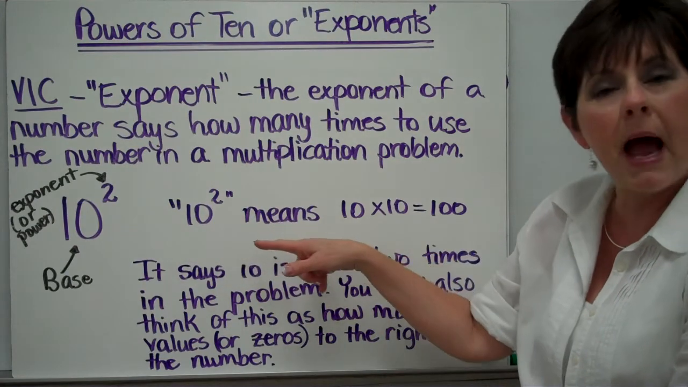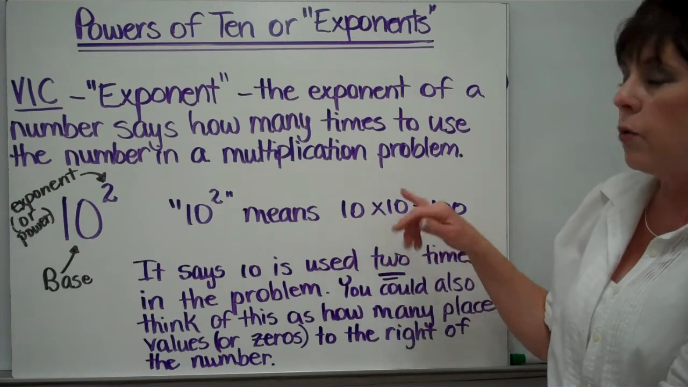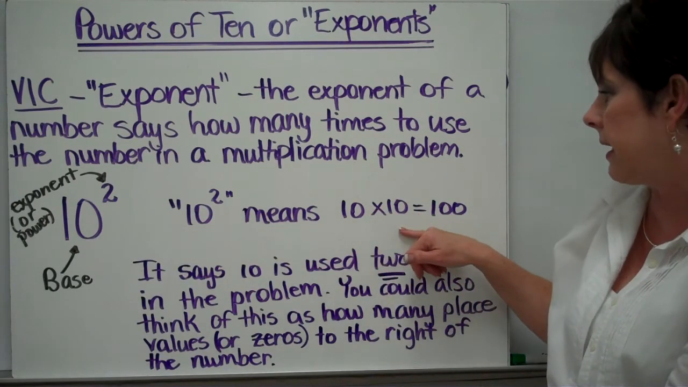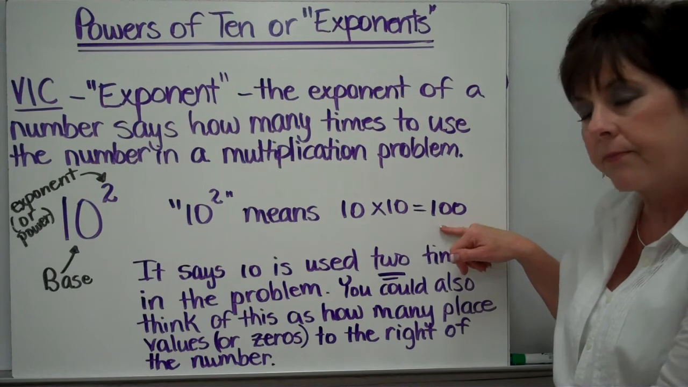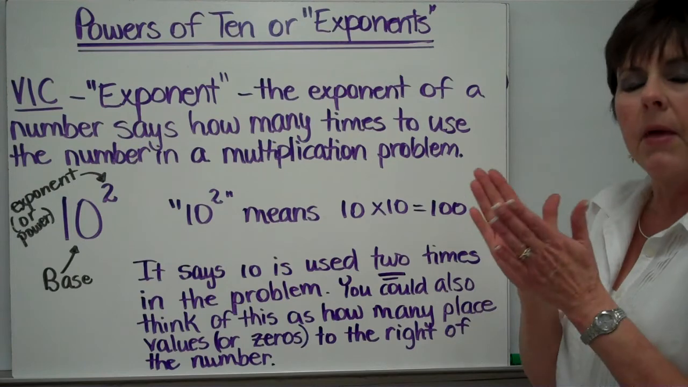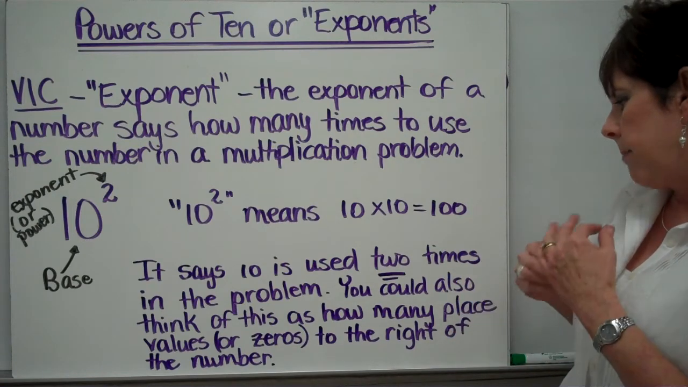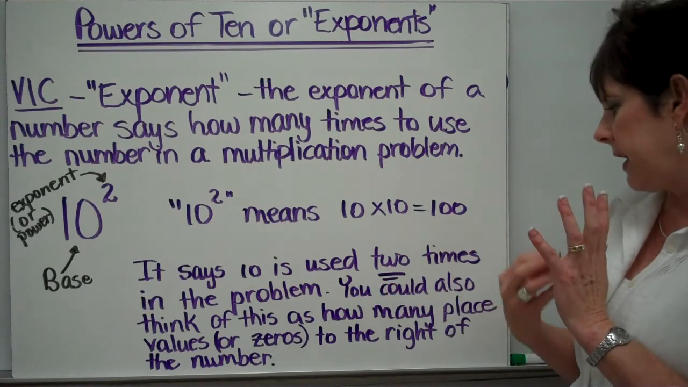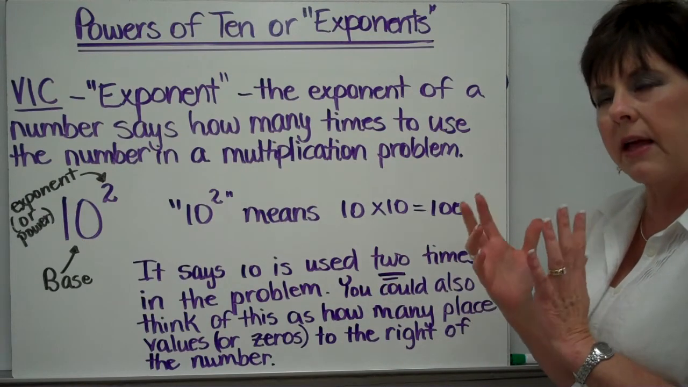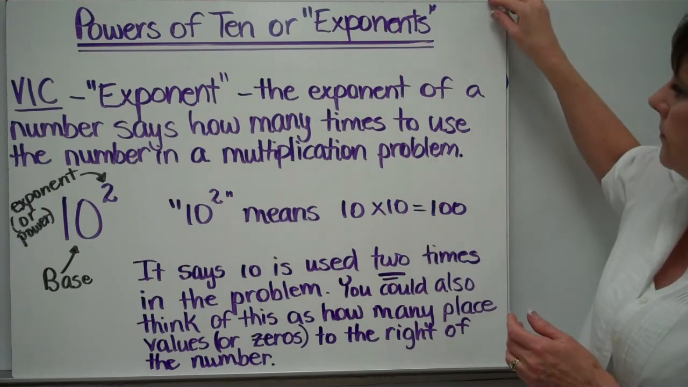10 to the second power, or what we call 10 squared, means you will use the 10 twice. 10 times 10, and that's 100. Use it twice. It says it's used 2 times in this problem. Another way you could think of this is how many place values or 0s to the right of the number that you would add. And I'll get into that here in just a minute.